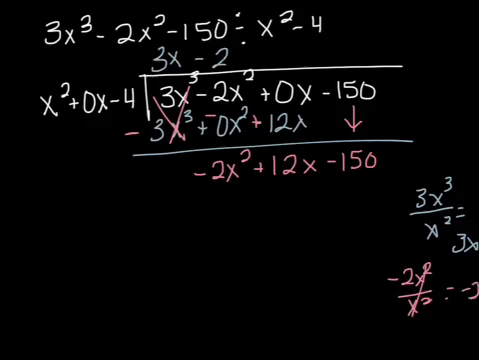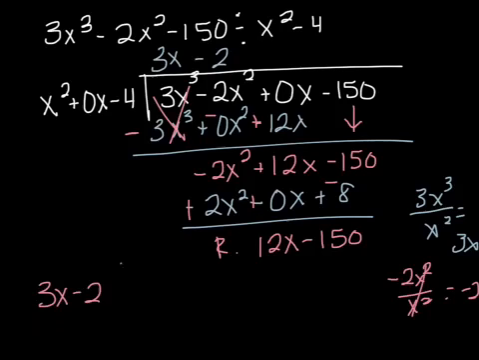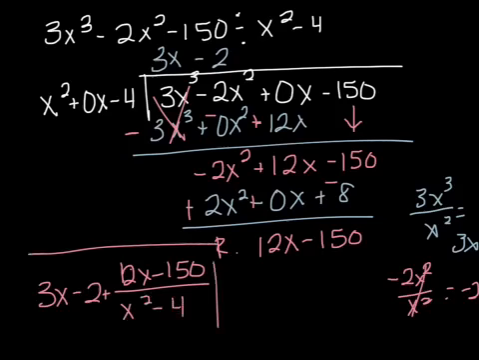So I'm going to put a negative 2 at the top, and I'm going to distribute. Negative 2x squared minus 0x plus 8. I'm going to subtract, so I change the sign of each. So I have 12x minus 158. This is my remainder. I can also write my answer as 3x minus 2 plus 12x minus 150 over the divisor of x squared minus 4. Just read your directions to see what your solution should be.